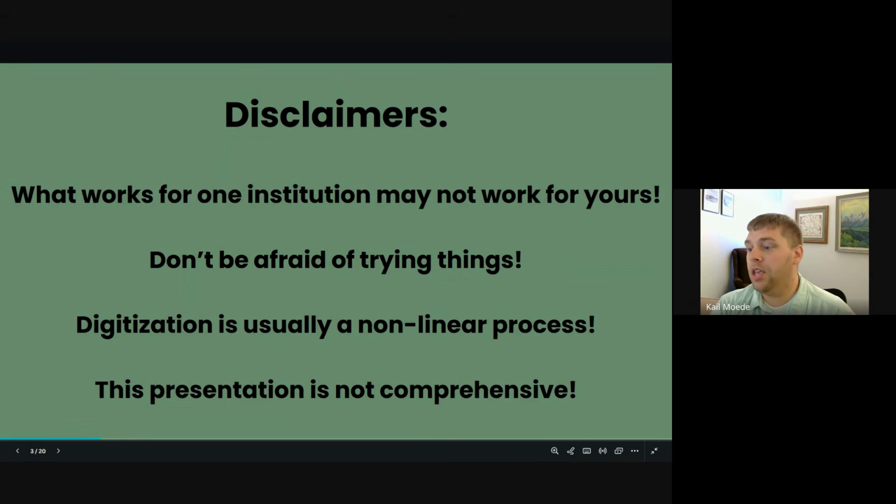That's normal. And then the last thing is, this presentation is not comprehensive. Again, trying to fit an entire presentation on digitization into an hour is difficult. I tried to narrow it down to the big things, but I'm happy to field questions after the presentation. The State Archives is a great resource. The Roving Archivist program is a great resource. So please reach out if you have questions that aren't covered here.